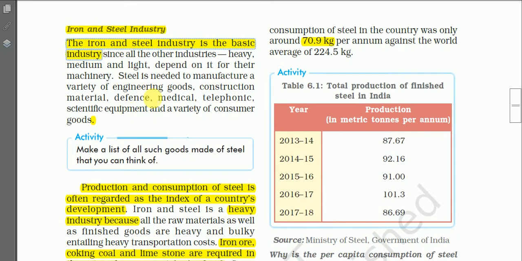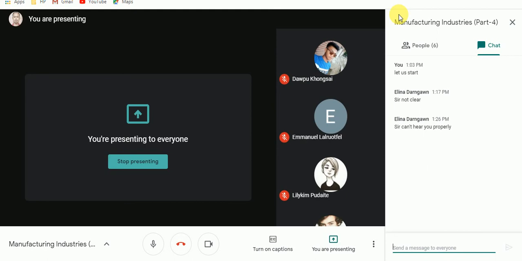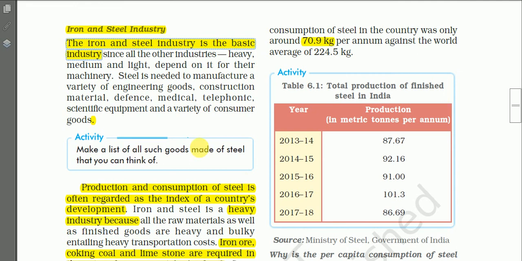So iron and steel industry is the basic industry, since all other industries, heavy, medium, and light, depend on it for their machinery. Iron and steel industry is known as basic industry because all the other industries, maybe heavy industry, medium industry, light industry, depend on the iron and steel industry for their machinery.